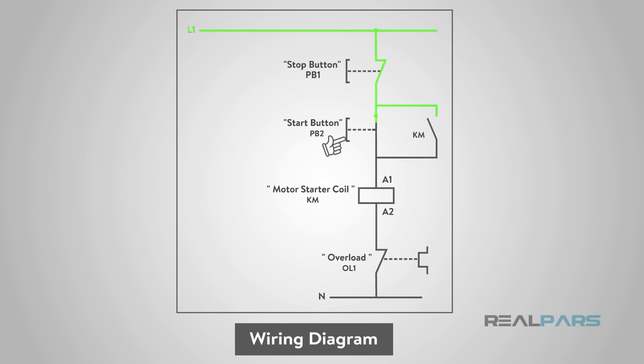When the start button is pushed, the circuit is complete and the motor starter will energize. This closes the auxiliary contact and allows the operator to release the start button. The motor starter will now stay energized until the stop button is pressed and the circuit opens.